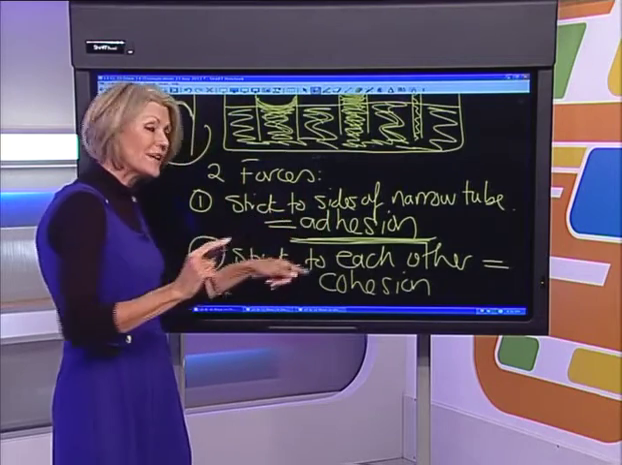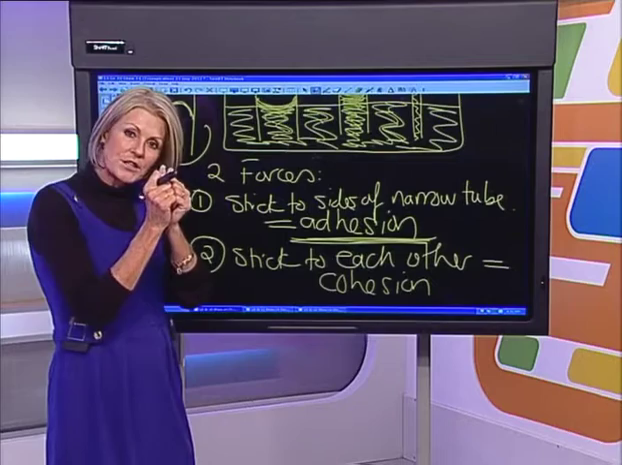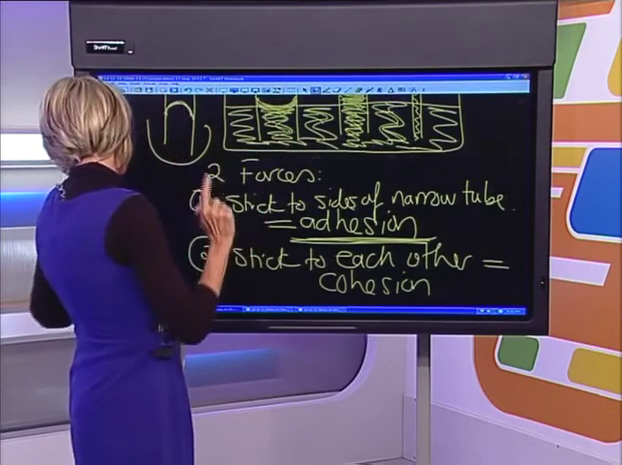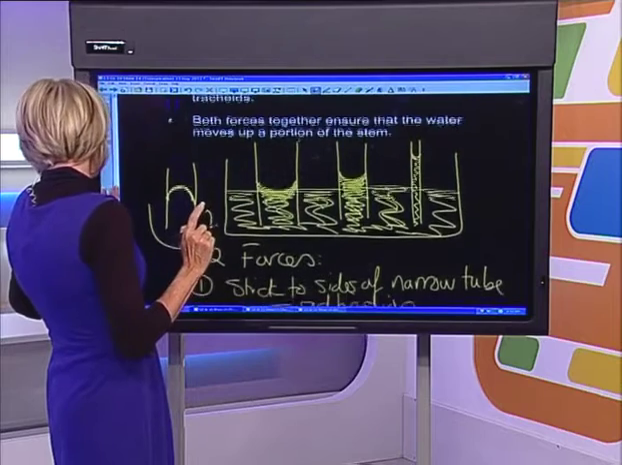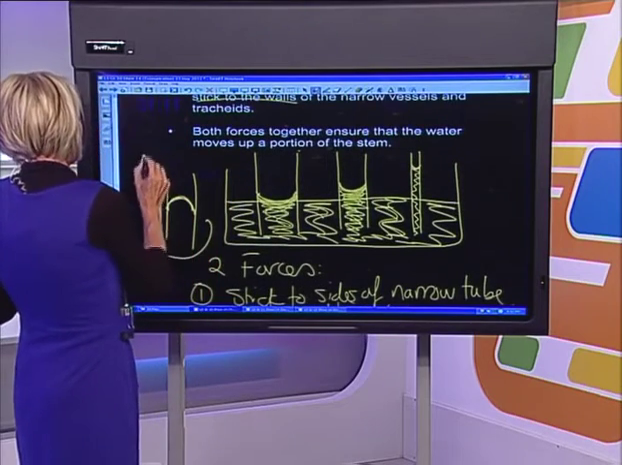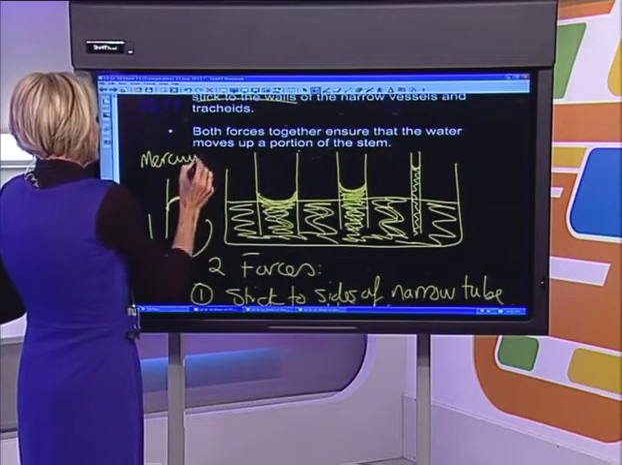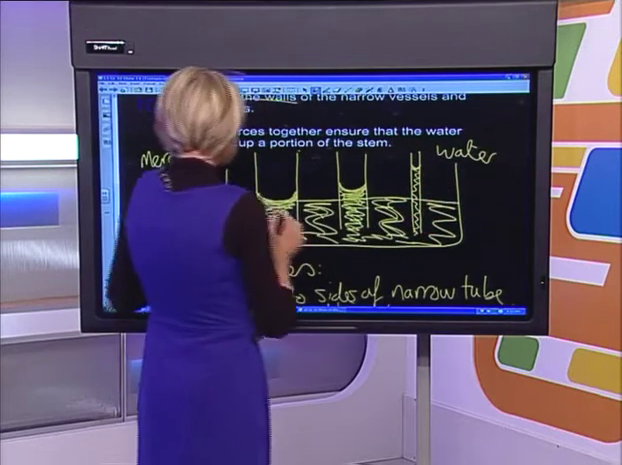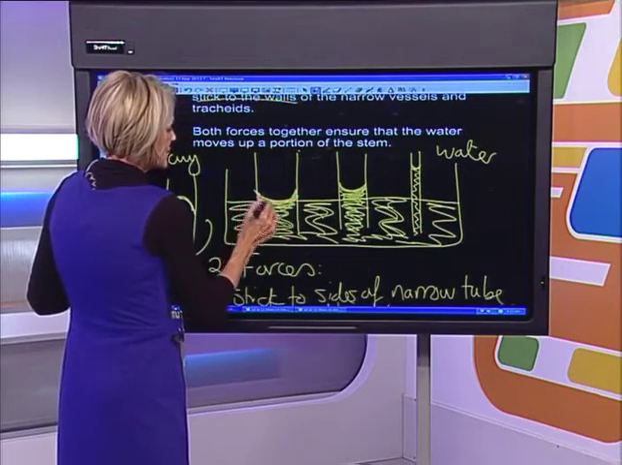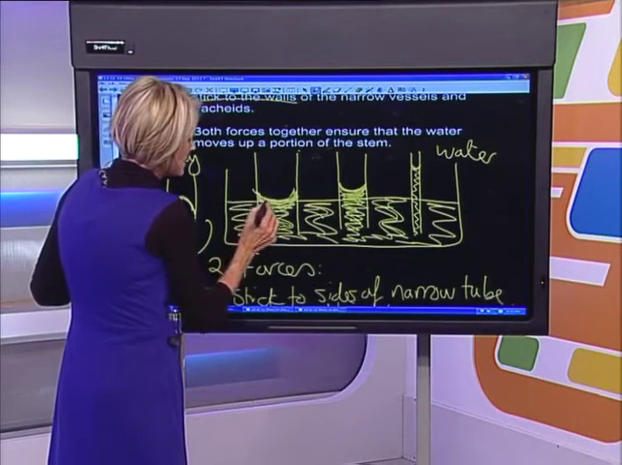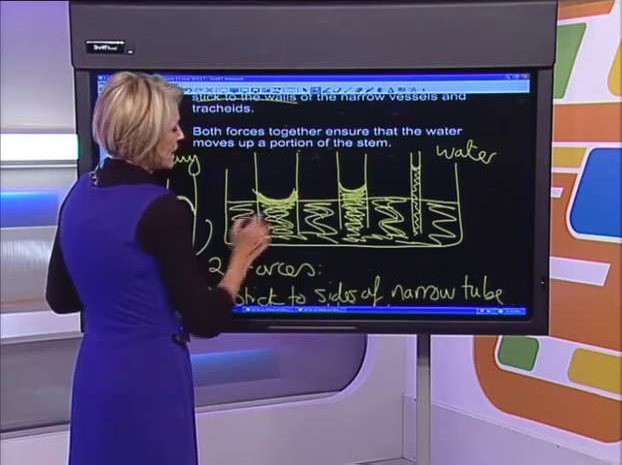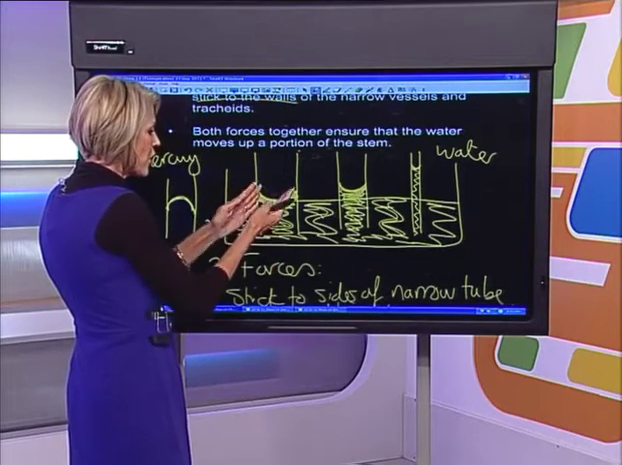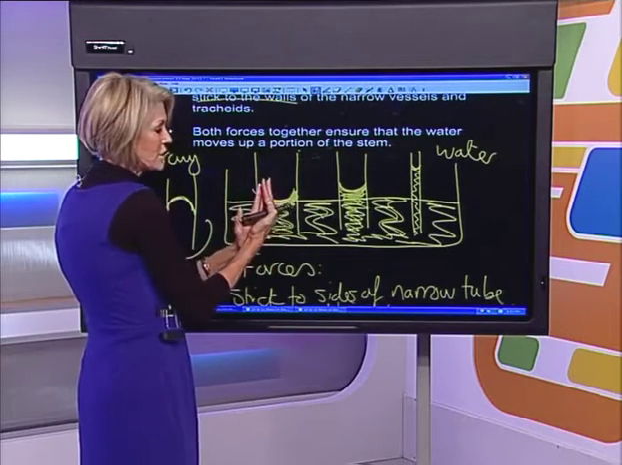All right, so cohesion, the water molecules stick to each other. Adhesion, the water molecules stick to the sides of a tube. And when we draw water in a test tube, this would be mercury, and this would be water. If you look here, water sticks more to the sides than it does to each other. It's because of that reason that you're going to find your meniscus looking like that. But it is both forces. Otherwise, it would only stick to the sides and not to each other.